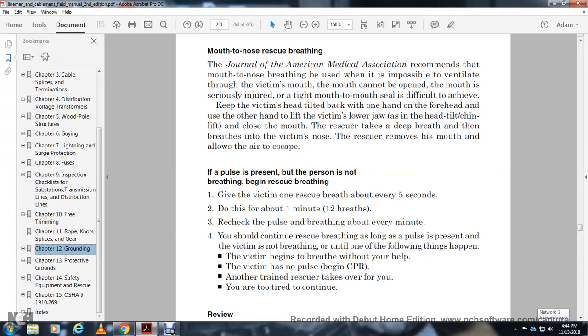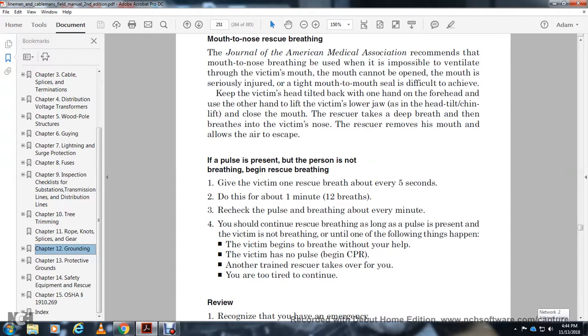If the pulse is present but the person is not breathing, begin rescue breathing. Give the victim one rescue breath about every 5 seconds. Do this for about 1 minute, 12 breaths. Recheck the pulse and breathing about every minute. You should continue rescue breathing as long as there is a pulse and the victim is not breathing, until one of the following happens. The victim begins to breathe without your help. The victim has no pulse, then begin CPR. Or another trained rescuer takes over.